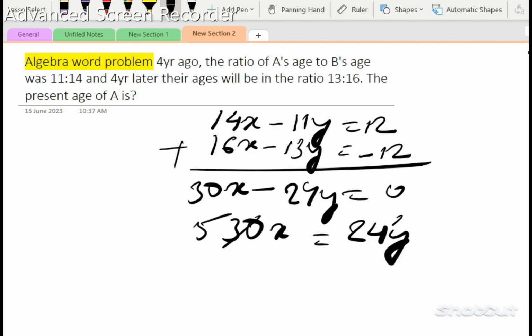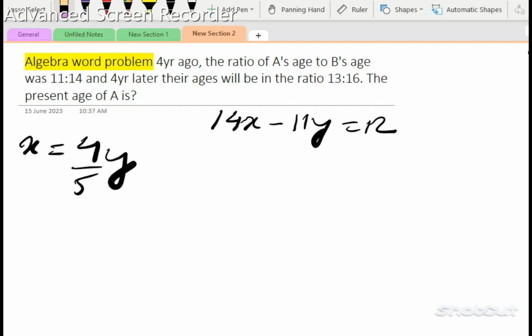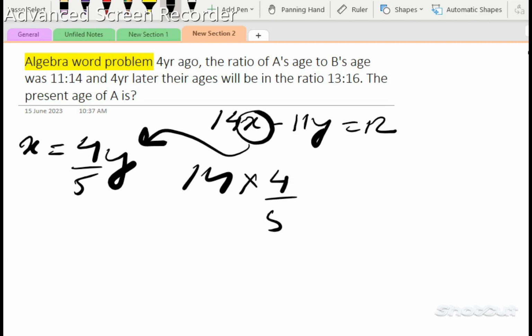Simplify both of these, so 6 times 5 is 30, and 6 times 4 is 24. So you end up with x equals 4 upon 5y. Time for some substitution. Let's take any one of these equations. Let's take the top equation. I'm going to leave that and delete the rest. It is 14x minus 11y equals 12. And now we know what exactly x is. So we're going to substitute x with this value. So you get 14 times 4 upon 5y minus 11y equals 12.